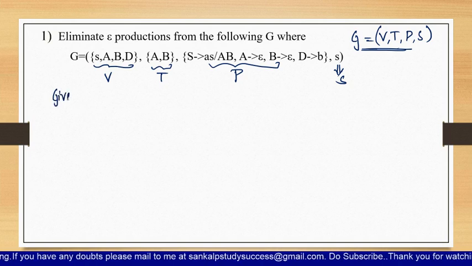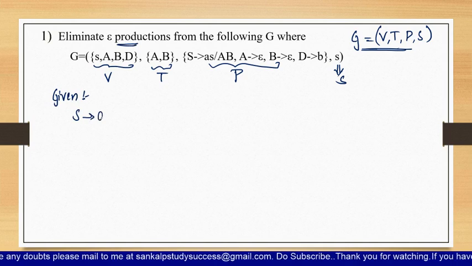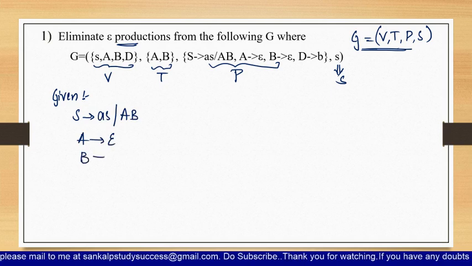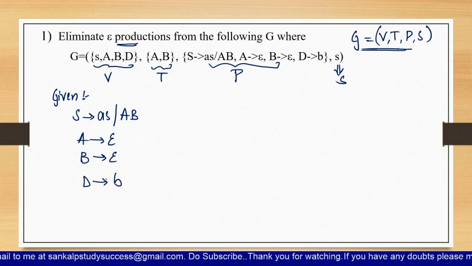Let us write the given data of productions, because we are going to eliminate null productions only. So we are going to write S tends to AS or AB. Here A tends to epsilon, B tends to epsilon, D tends to small b. These are the context-free grammar productions which are given to us.